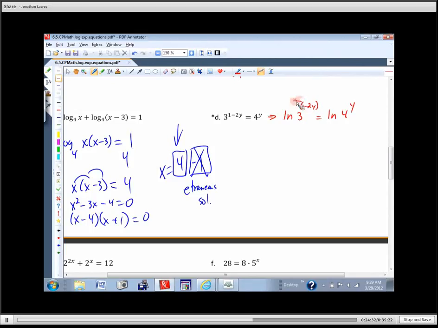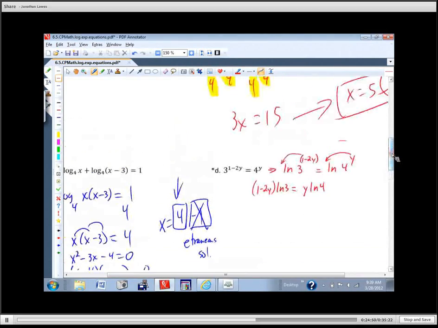I can move them out front as a factor. So I can take this and I can move it out front. Now, you'll notice that the parentheses were not in the problem to begin with, but you do need them when you bring it down. So this is going to be 1 minus 2y in parentheses times the ln of 3, and this is going to be y times the ln of 4. Okay, now, everybody watch, please.